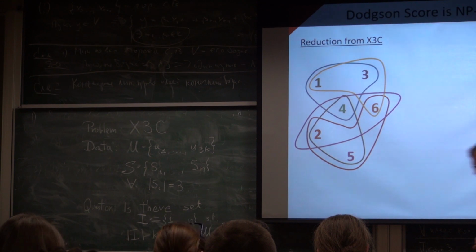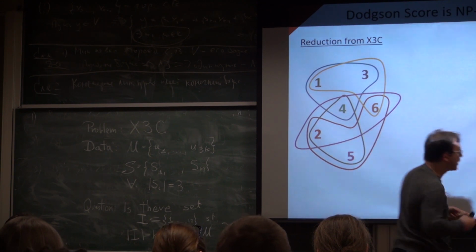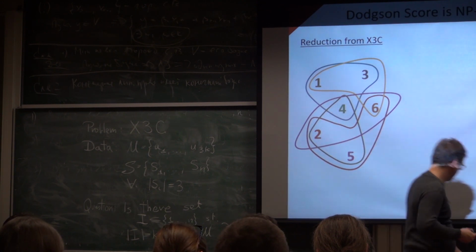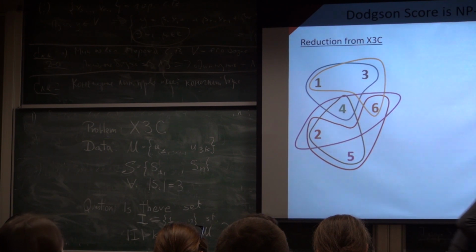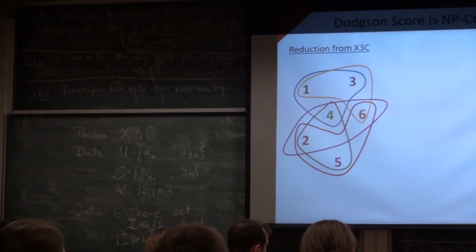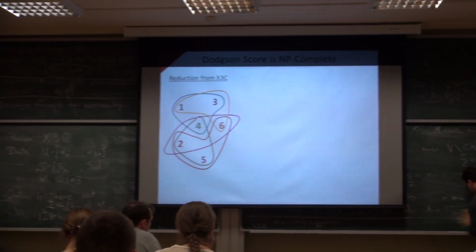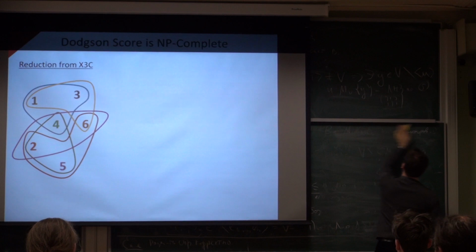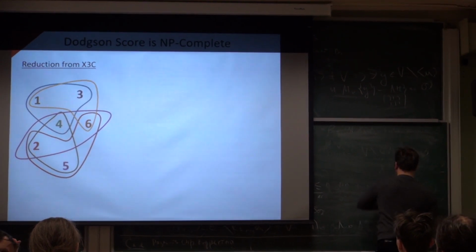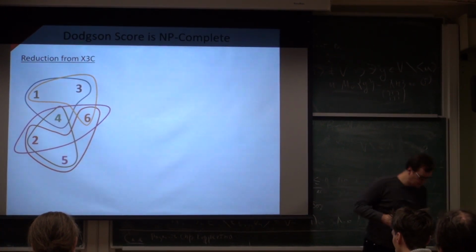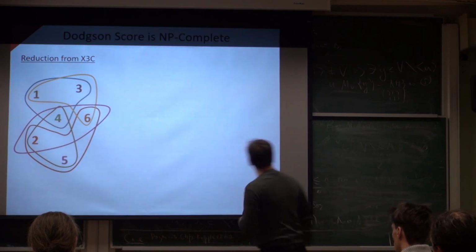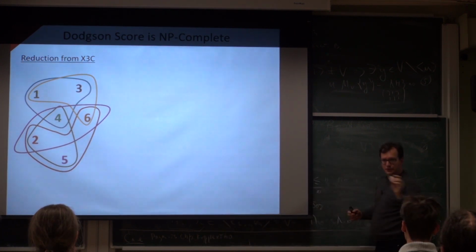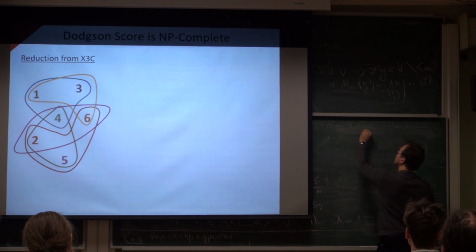When you do reductions, maybe I can use another board. I'll show a small diagram. So the first ever problem that was shown NP-complete is known as SAT.